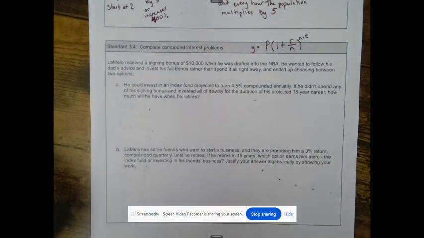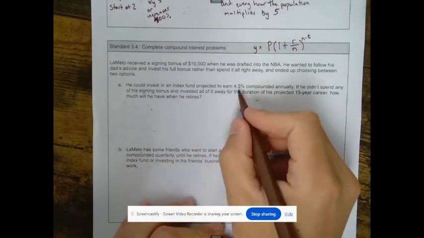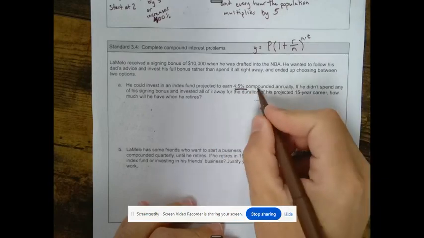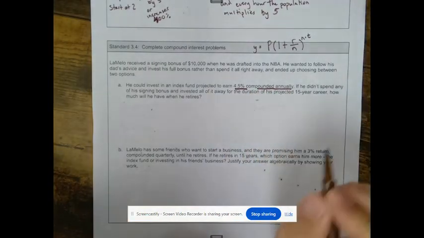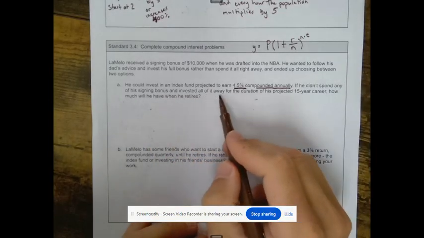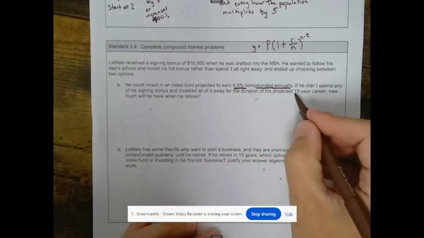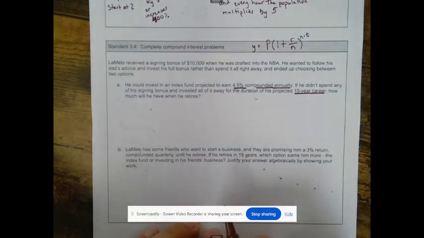Okay. So LaMelo received a signing bonus of $10,000 when he was drafted into the NBA. He wanted to follow his dad's advice and invest his full bonus rather than spend it all right away. Smart idea. And ended up choosing between two options. He could invest in an index fund projected to earn 4.5% compounded annually. If he didn't spend any of his signing bonus and invested all of it for the duration of his projected 15-year career, how much will he have when he retires?